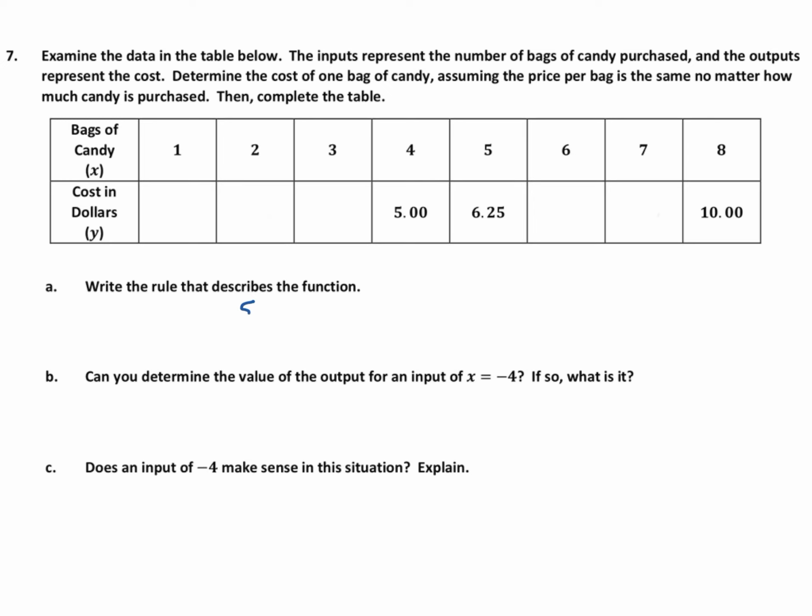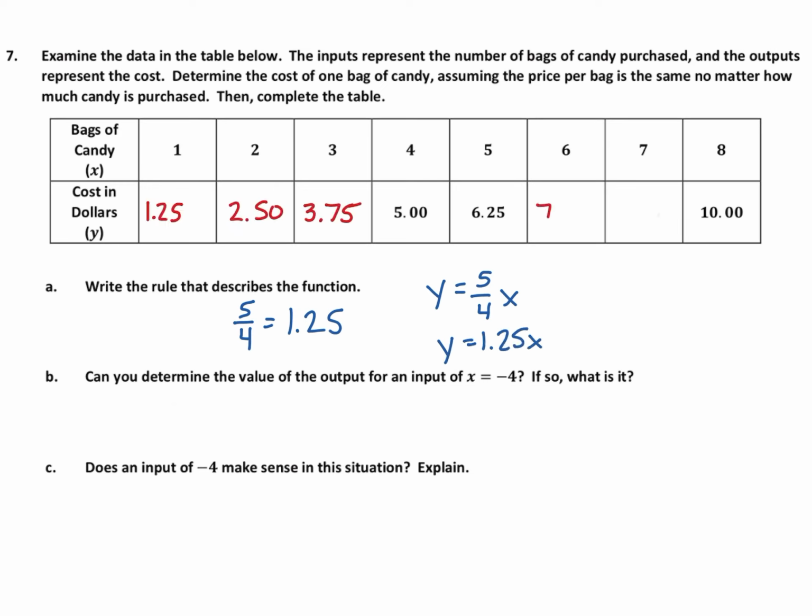So for your rule, you can either have y equals 5 over 4x, or you can write it as y equals 1.25x. Which means for each bag of candy, it cost $1.25. So for one bag, it would be $1.25. For 2 bags, it would be $2.50. For 3, it would be $3.75. And then we're going to continue to add $1.25 for each extra bag.